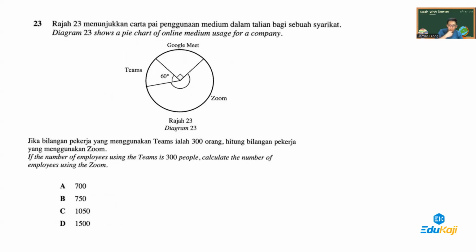If the number of employees using the Teams is 300 people, calculate the number of employees using Zoom.